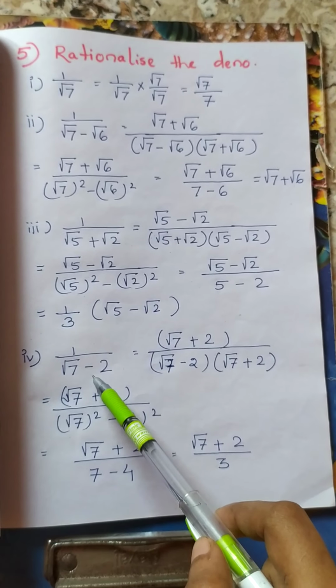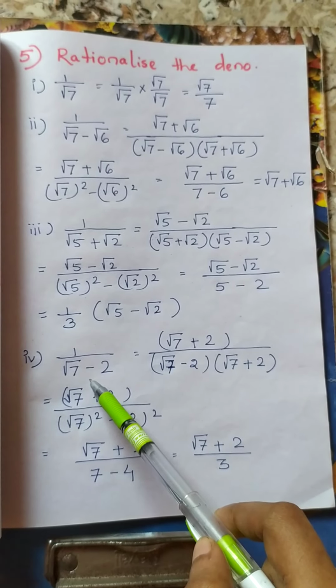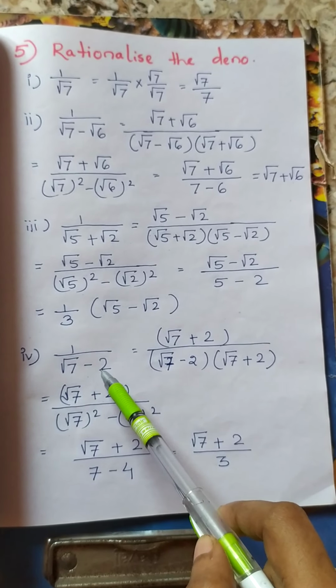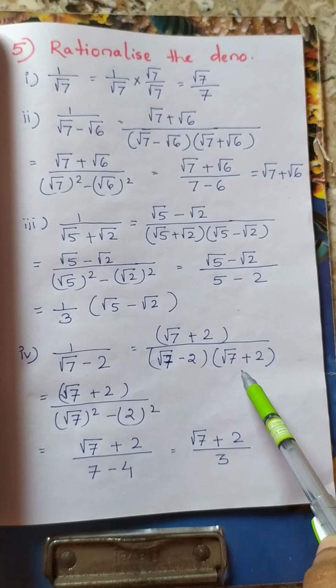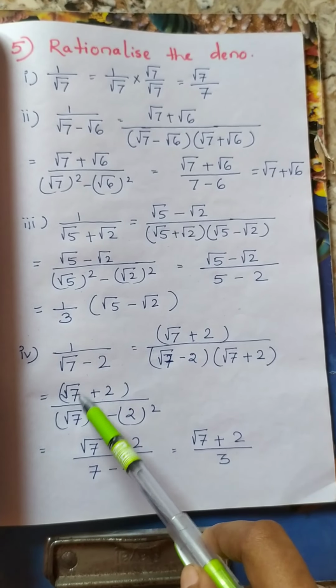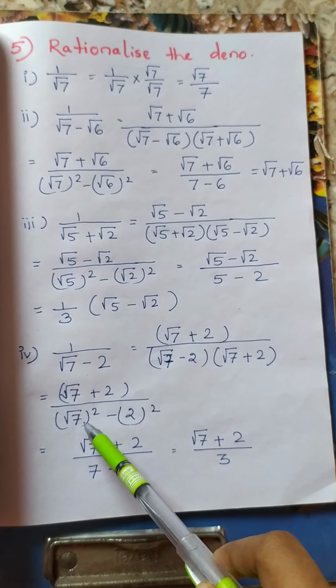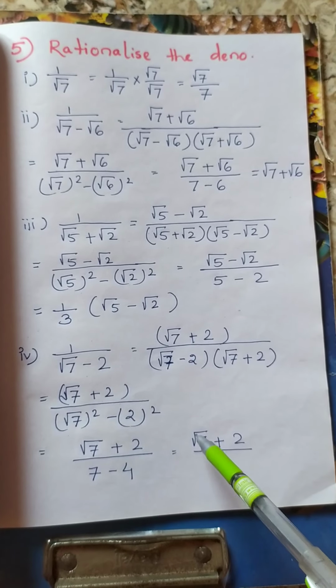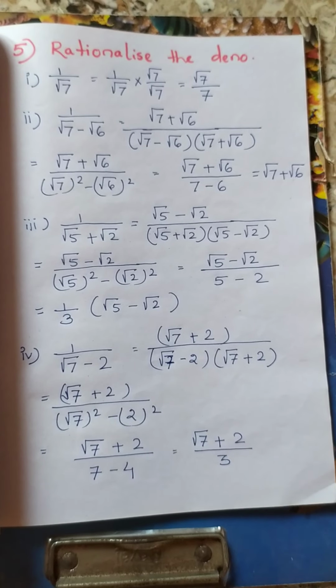Bit 4, 1 divided by root 7 minus 2. So again root 7 plus 2 should be multiplied at the numerator and denominator part. Again it represents a square minus b square. So the numerator root 7 plus 2 remains constant, and the denominator becomes root 7 square minus 2 square. So 7 minus 4, 3. Again root 7 plus 2 divided by 3.